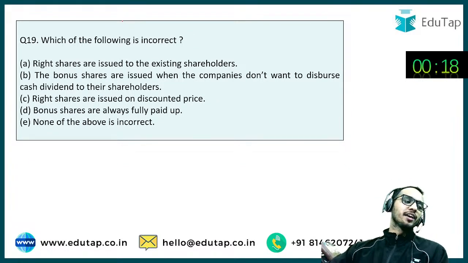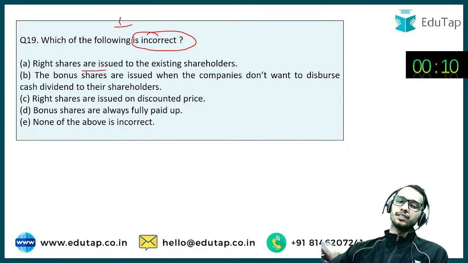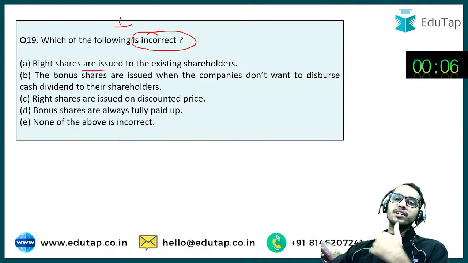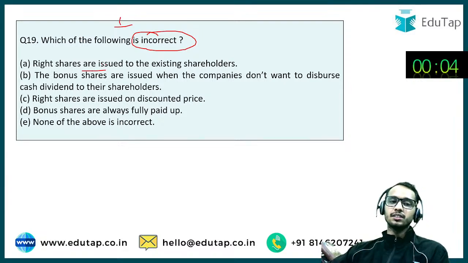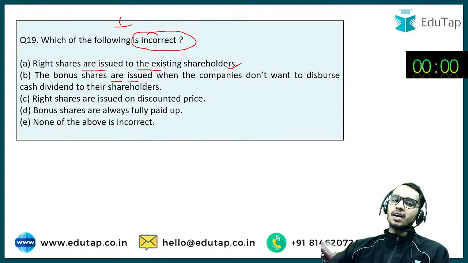Which of the following is incorrect? Again, you have to tell me the incorrect option. Right shares. Now we are talking about the right shares. So existing shareholders have the right to these newly offered shares. Now, so this is called right shares. So right shares are issued to existing shareholders. It looks correct. The bonus shares are issued.